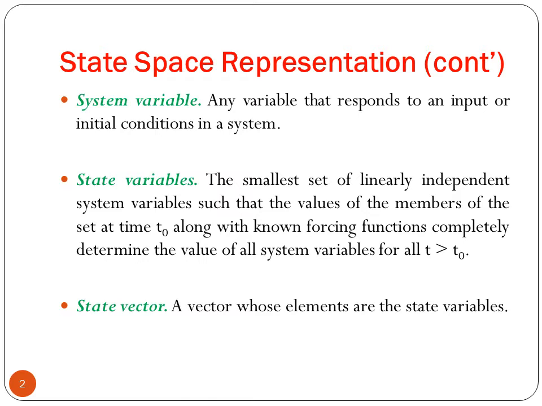So first, let's define the main parts or the main components of a state space model. First, the system variable, which is any variable that responds to any input or initial condition in a system. The state variables, which are the smallest set of linearly independent system variables, such that the values of the members of the set at time t0 along with known forcing functions completely determine the value of all system variables for any time t bigger than t0, and the state variable vector, which represents the state variables.